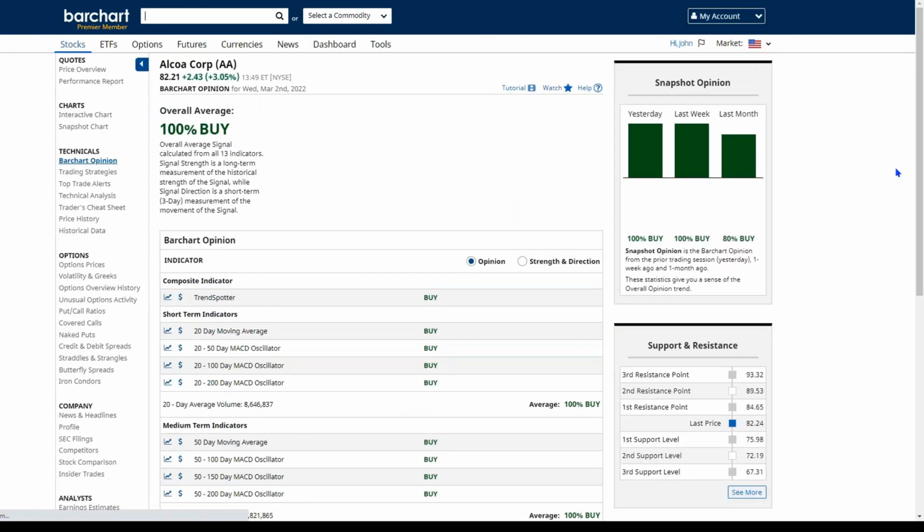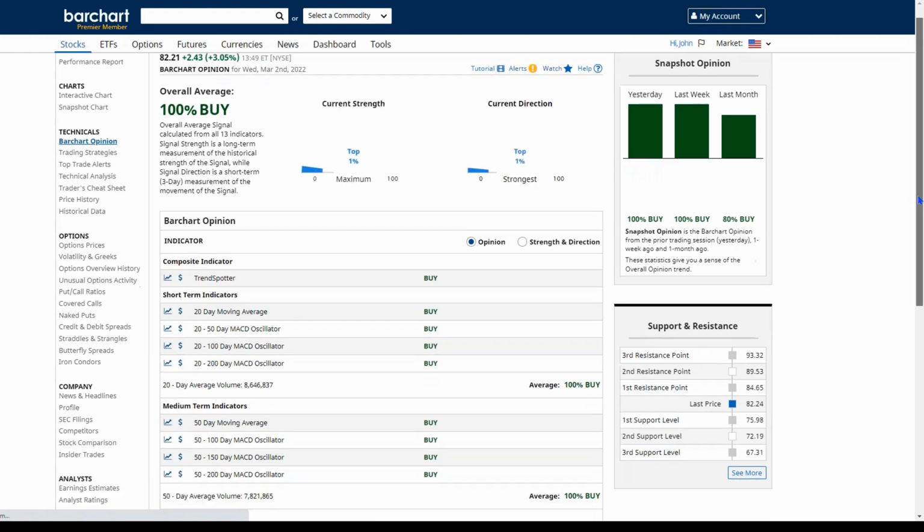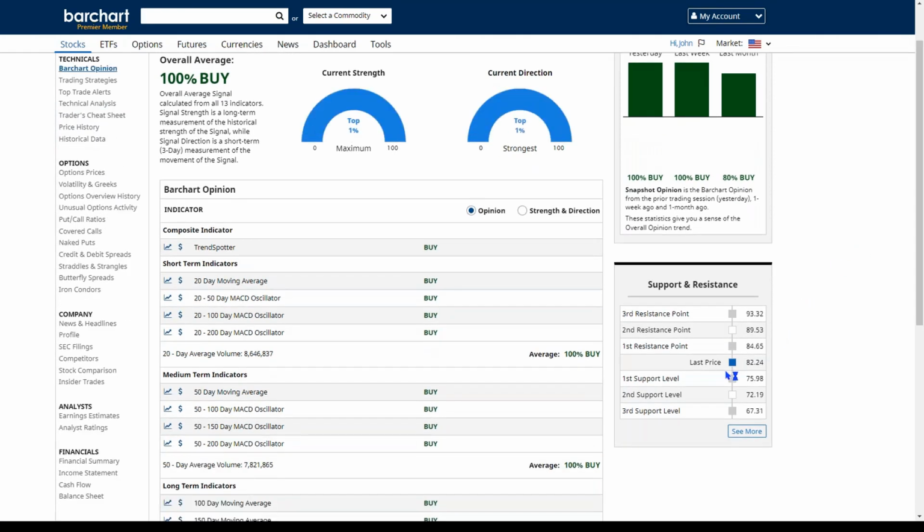All right, so I'm going to go to my support and resistance. Patrick is asking, how do you determine if a support and resistance has been used up? Right, so we're right here at 82.24. Notice our support is super far away here, around $75, $76, about $6 away. Our first resistance is around $84.65. So I'm probably thinking maybe more of a retracement or a drawback on this one.